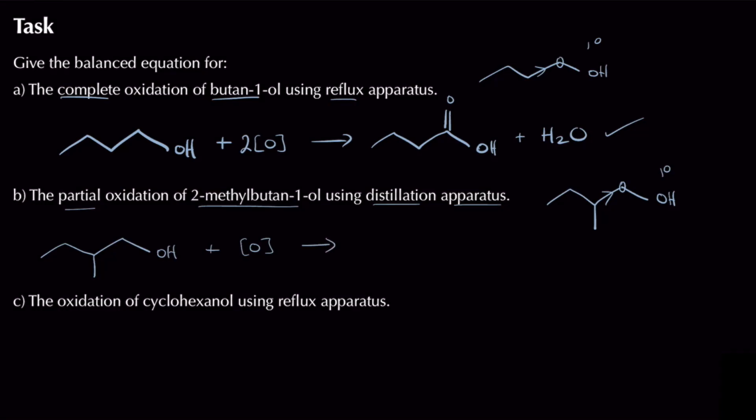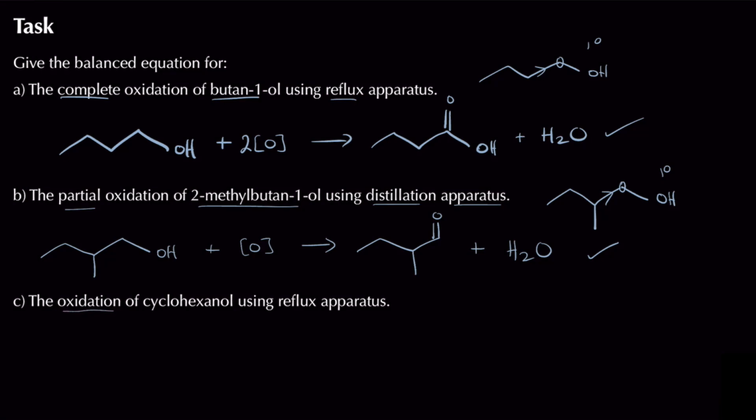We'll balance it at the end. We end up producing, not a carboxylic acid in this case, but instead an aldehyde. And so I end up with something that looks like this, and I also produce water as well. And there you can see my equation actually balances. We need 1 lot of oxidizing agent. We produce 1 lot of water.